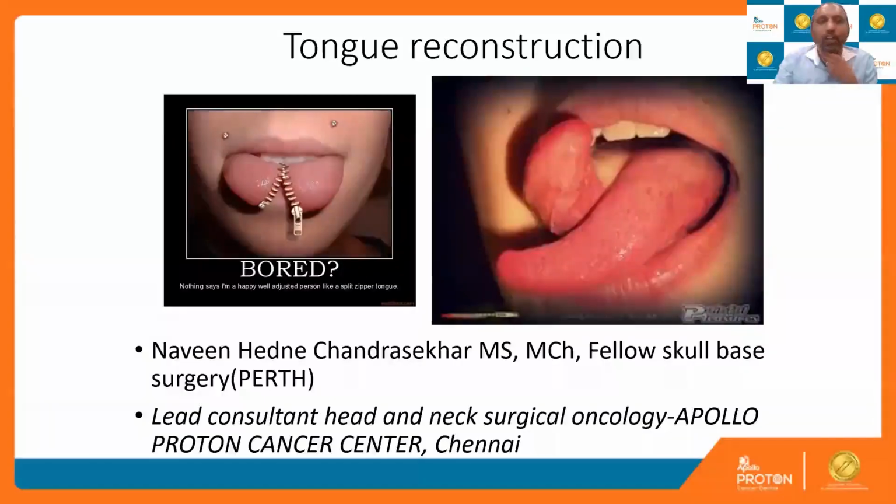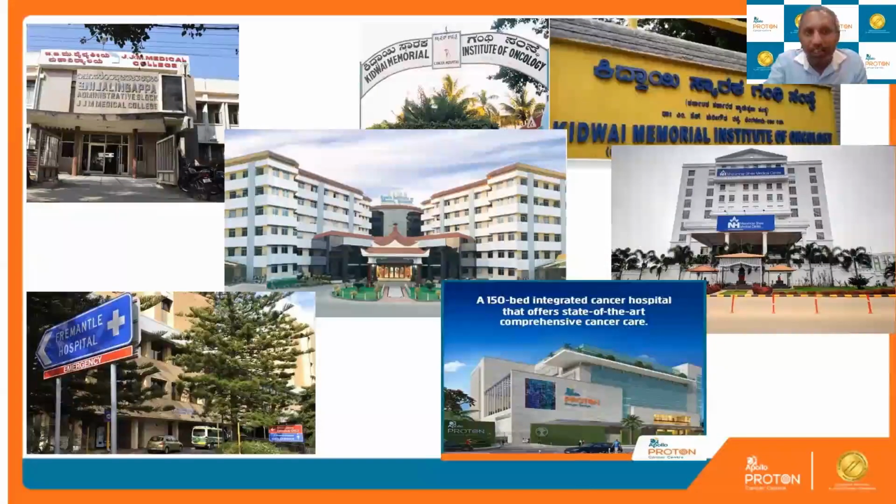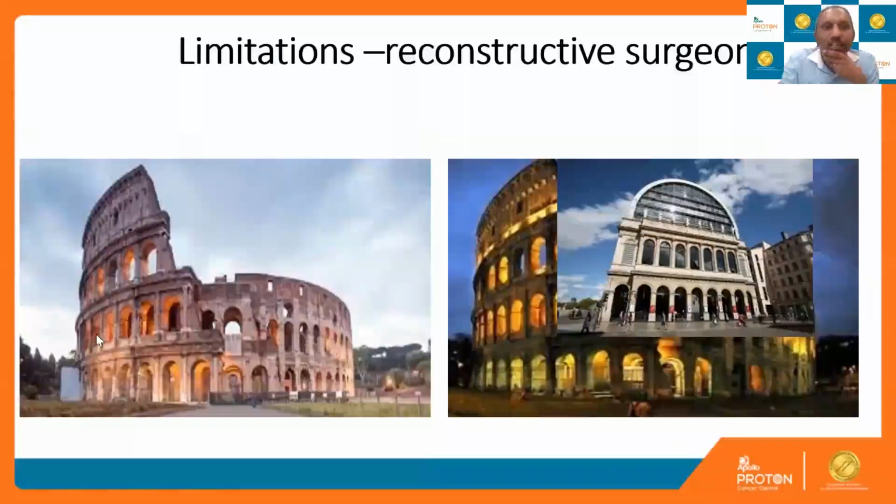I will be talking on tongue reconstruction, and these two pictures I just pulled from the net. You see, the tongue is one of the most difficult organs to reconstruct. These are the places where I finished my training and did work previously. We all have limitations when we talk about reconstruction. You can see this is the Colosseum of Rome. We can never reconstruct what was done, we can only patch it up. So there are some limitations, but definitely I think we should be able to get there.